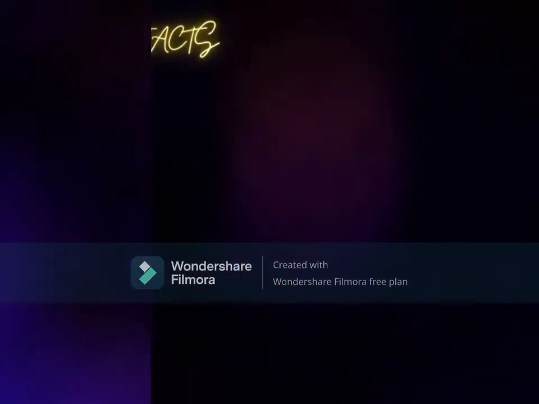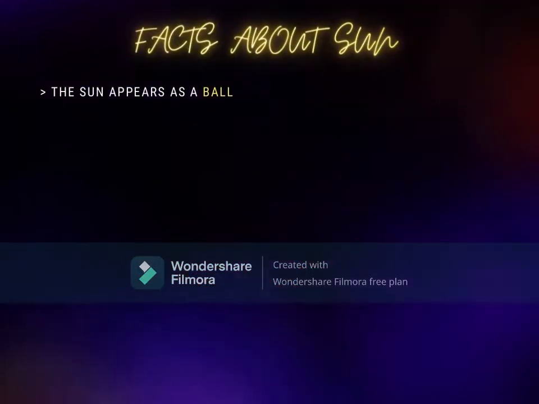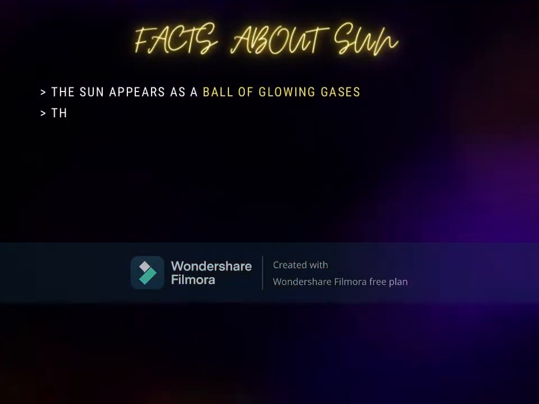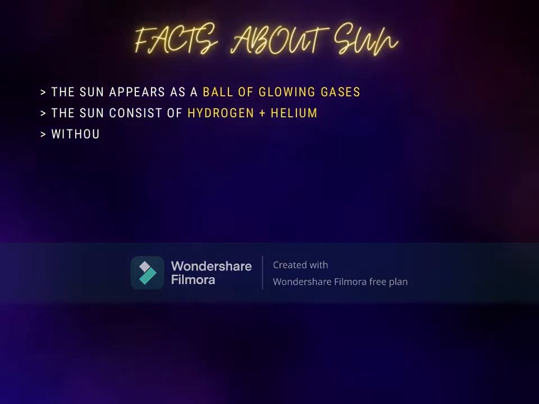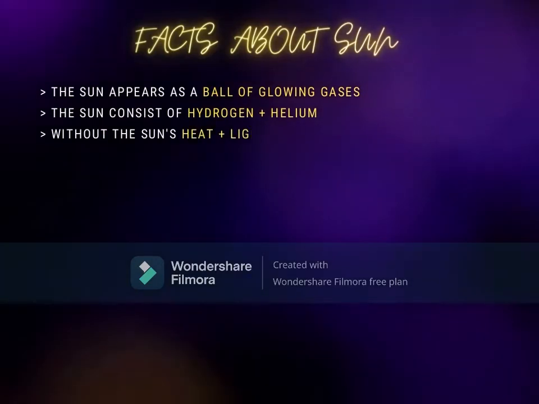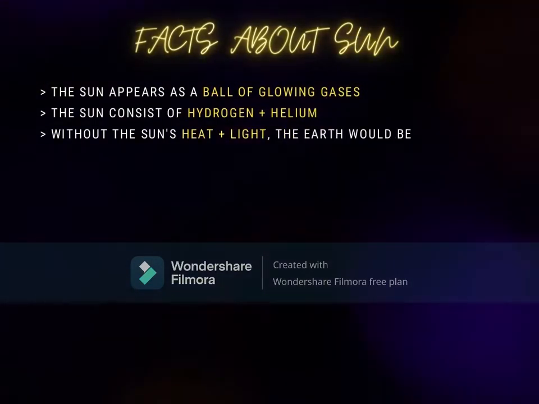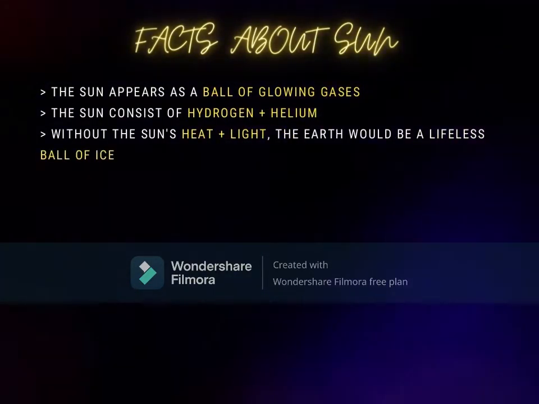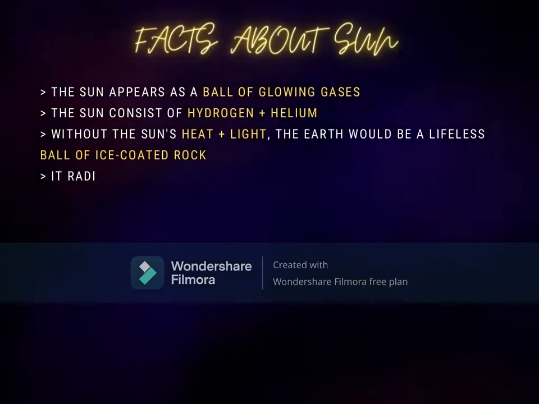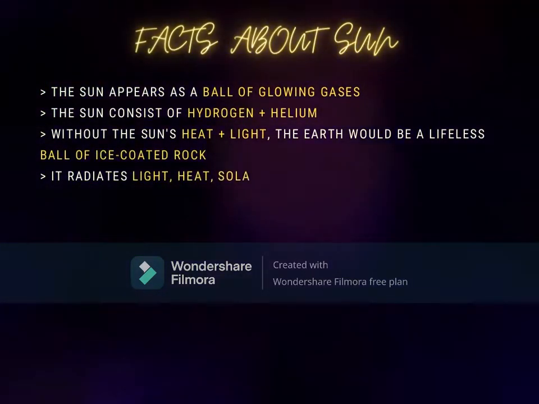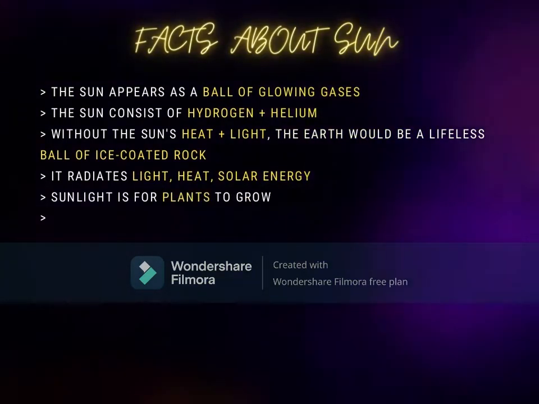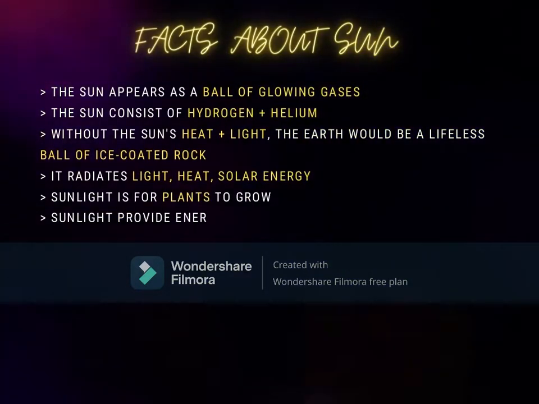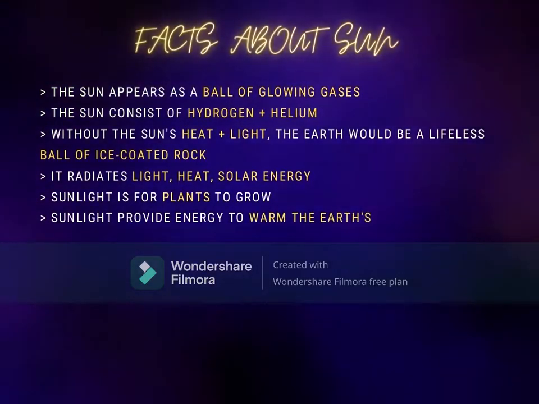The facts about the sun: the sun appears as a ball of glowing gases. The sun consists of hydrogen and helium. Without the sun's heat and light, the earth would be a lifeless ball of ice-coated rock. It radiates light, heat, and solar energy. Sunlight is for plants to grow. Sunlight also provides energy to warm the Earth's atmosphere.